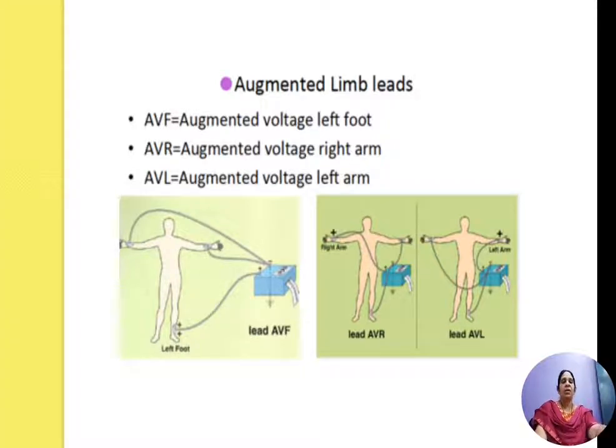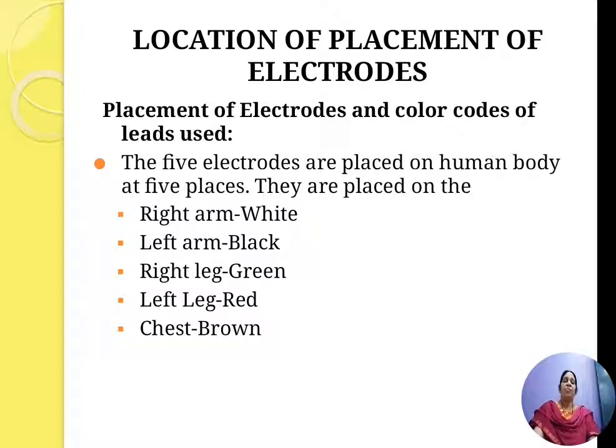Coming to the placement of electrodes and color codes of leads used. The 5 electrodes are placed on the human body at 5 locations. They are placed on the right arm, right leg, left arm, left leg and the chest. And they are represented by different color codes.